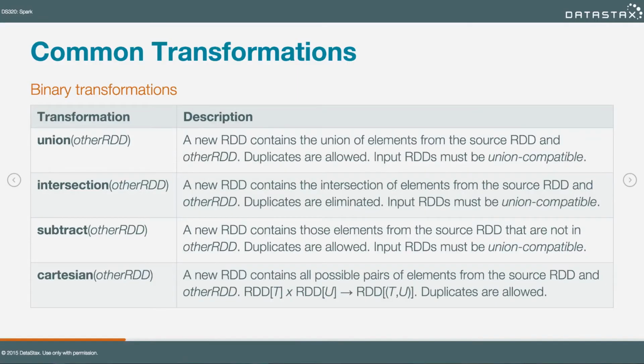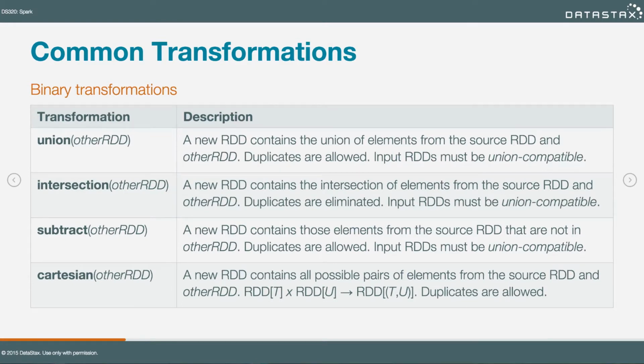Those were all unary transformations, all of which take a single RDD, apply some logic, and output another RDD. Binary transformations take two RDDs as input and return another RDD as output. Let's take a look at a few examples: union, intersection, subtract, and cartesian.